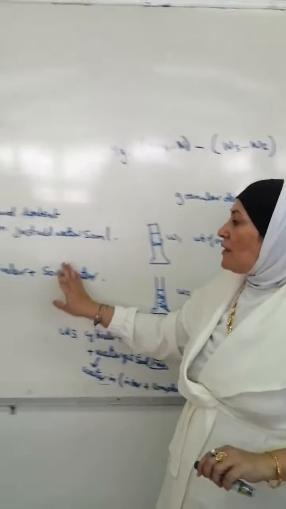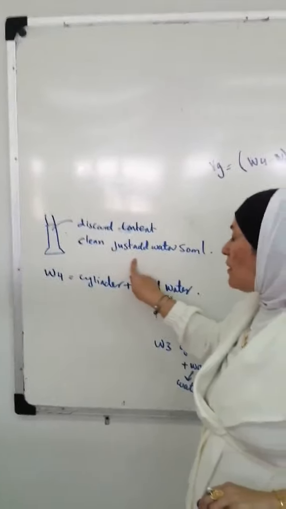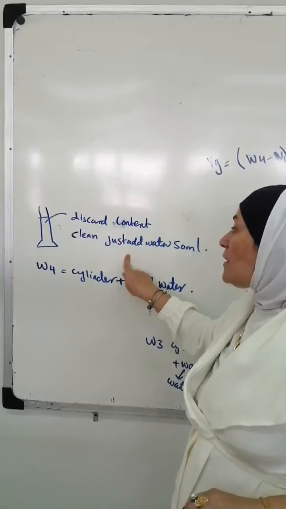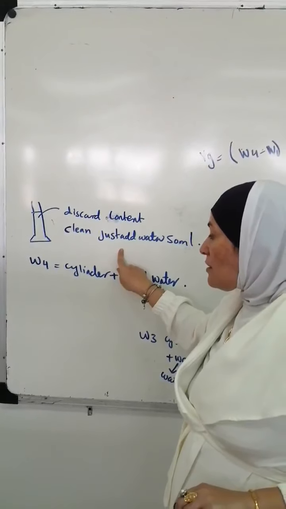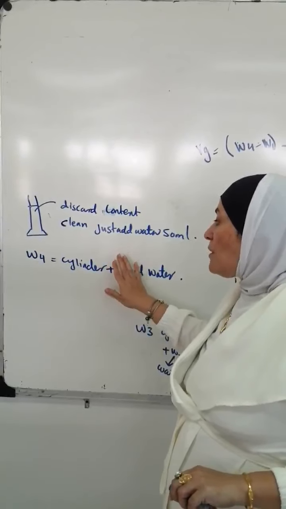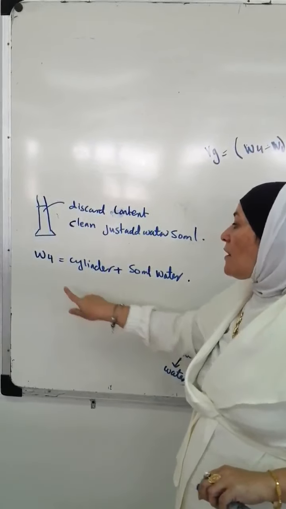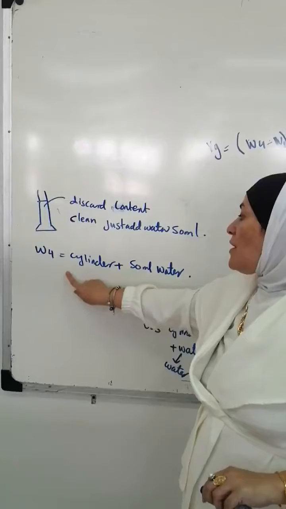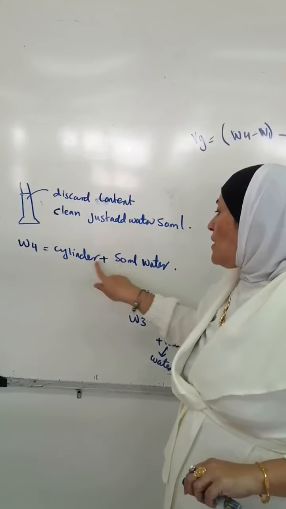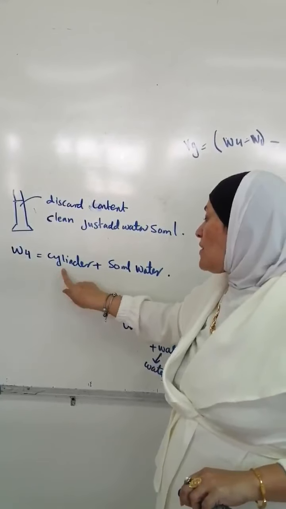Using the same cylinder, we have to discard the content of that cylinder in the sink, clean it and dry it, and add just water to 50 ml and weigh it again. W4 is the water weight plus the weight of that cylinder.